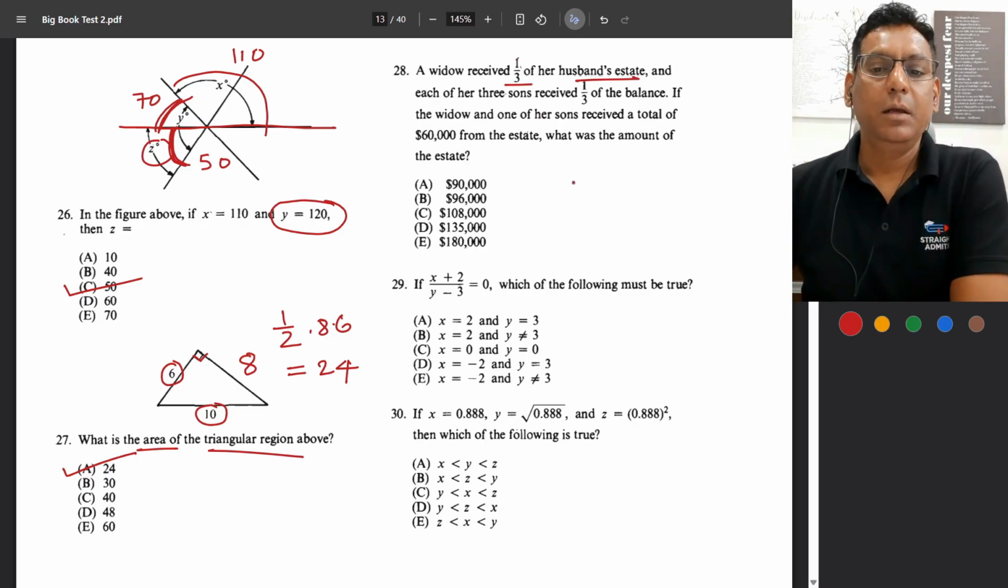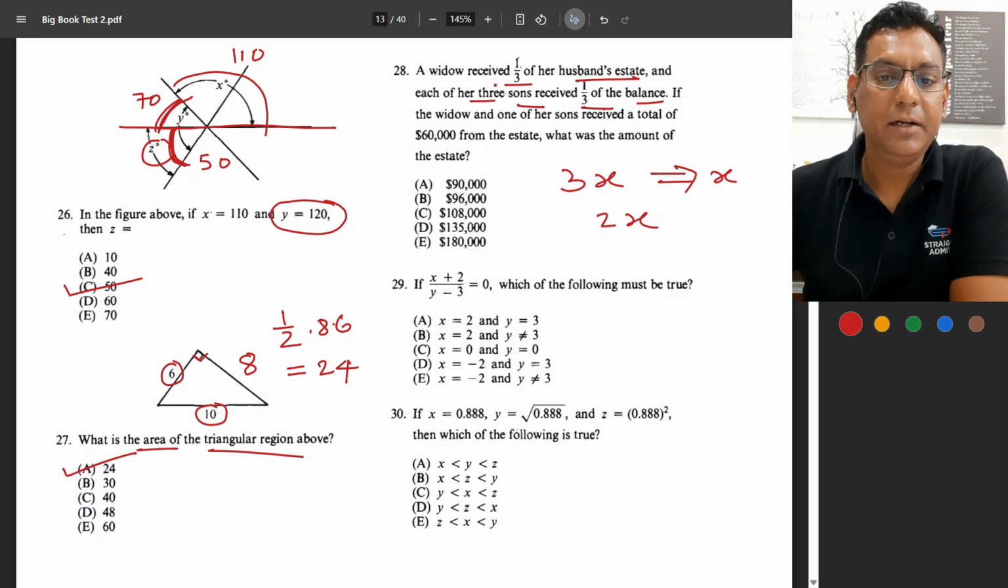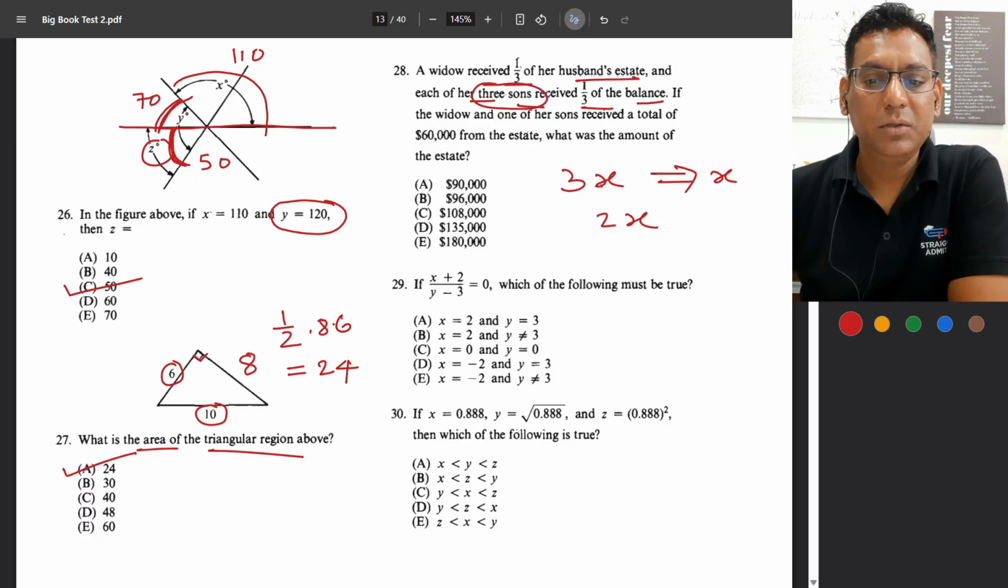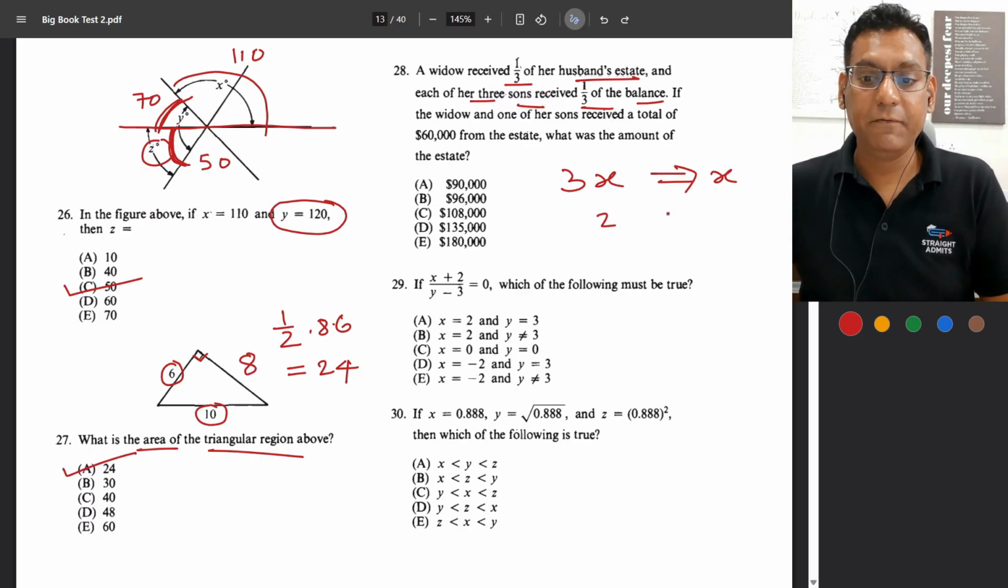Okay, let me say the ex-husband was 3x, she got x, and each of her three sons received one third of the balance. Okay, so the balance would be 2x. I would have to divide that among three sons. So this 2x divided by 3 will lead to fractions. So let me pick different numbers.